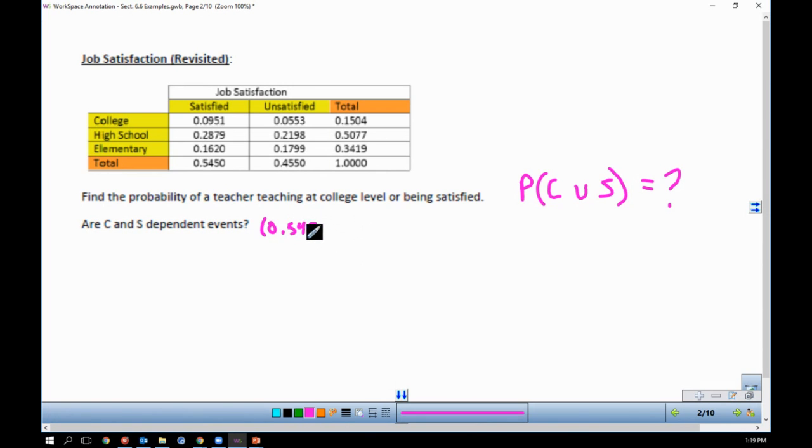So we could multiply their totals. I'll go on and say yesterday we already proved that they are not equal. So are these dependent? Yes, they are. Okay, we saw that answer the original question. They want us to find the probability of C or S.